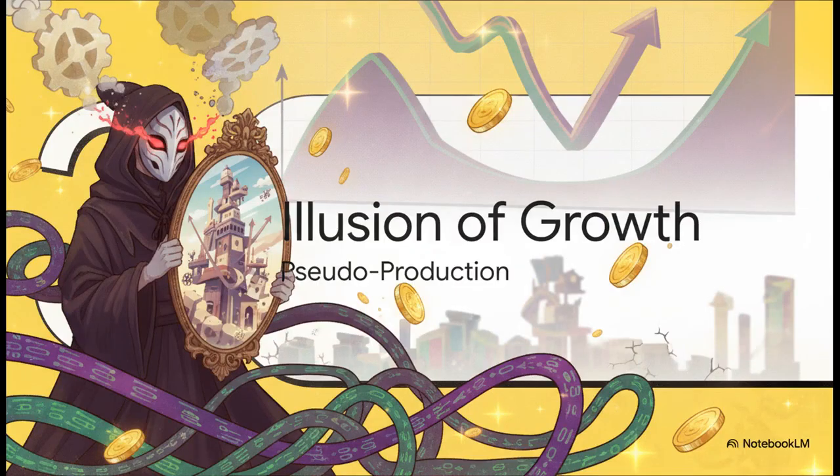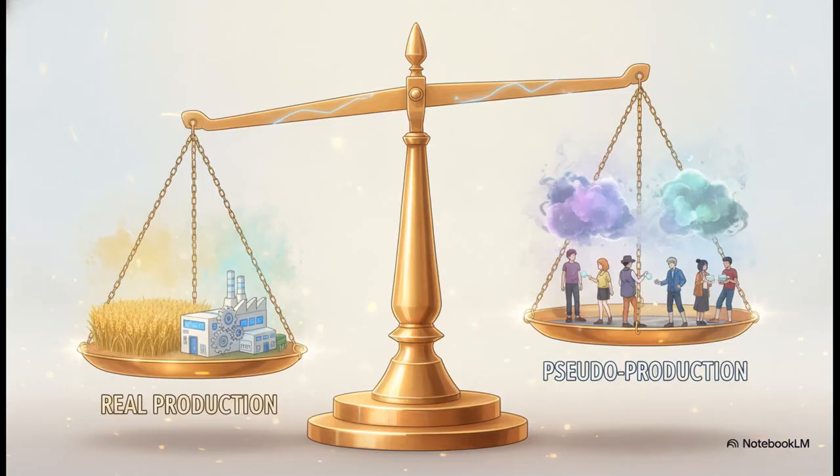Which brings us to Step 3, the illusion of growth and pseudo-production. Look at the stark contrast here. On one side, you have real production: agriculture, manufacturing, stuff that physically transforms raw materials into new goods, genuine value. On the other side, you've got pseudo-production: currency speculation, cross-border carrying, street peddling. These activities just shuffle money around in the super complex system. The actual product doesn't change form, and zero new value is added to the national economy. It's like a mirage. It looks like growth, but it's really just an illusion of economic expansion.